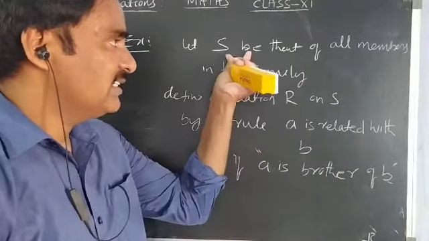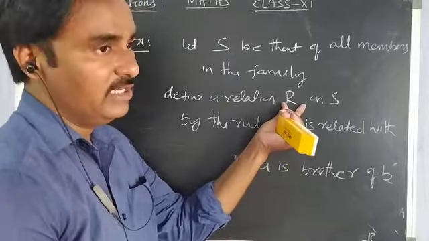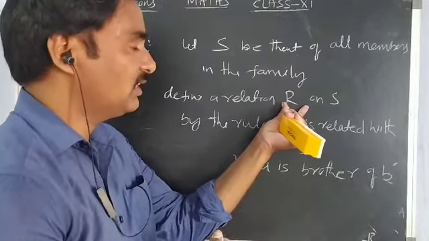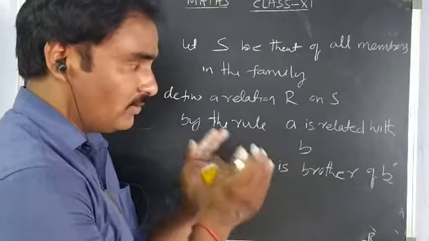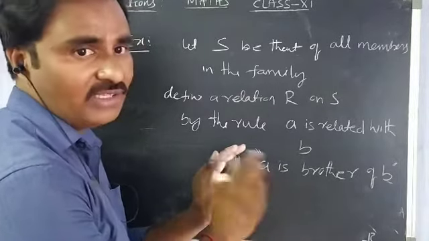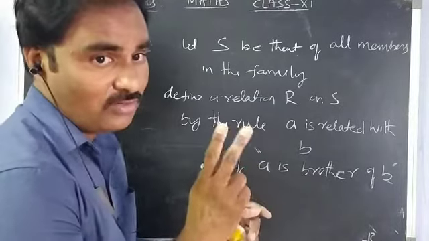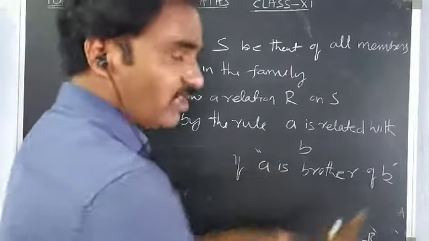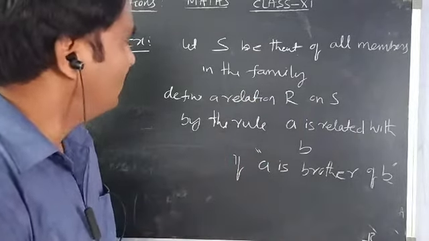See here, S is the set of family members, and I am defining one relation. Relation is nothing but a subset of the Cartesian product of ordered pairs. So in that relation, I am taking ordered pairs such that the first and second elements have a relation. What is the relation between A and B? Here A, B are two members in the family. So A is related with B when A is brother of B. This is the given example.